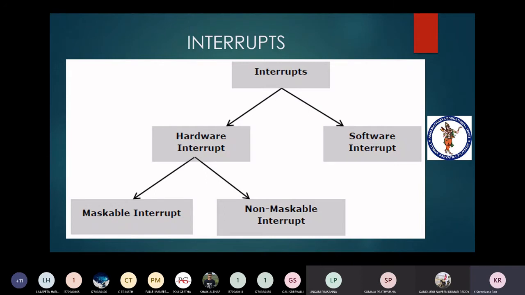The software interrupts are initiated by executing software instructions, particularly in the 8086 processor. The software interrupt is initiated after executing the INT instruction.